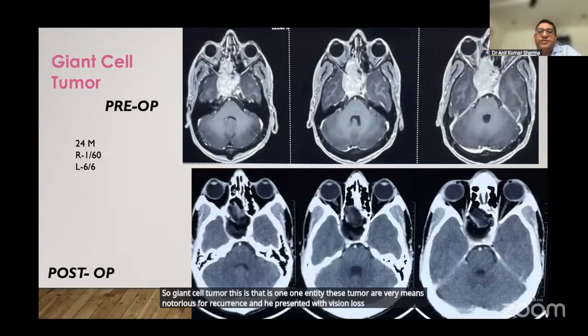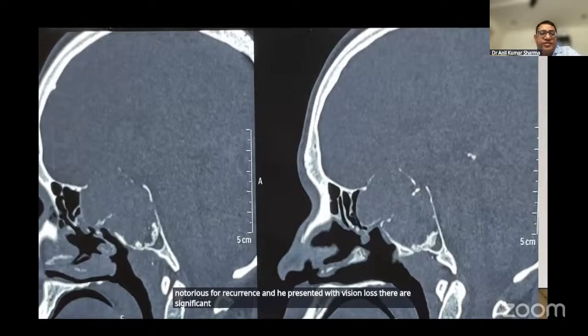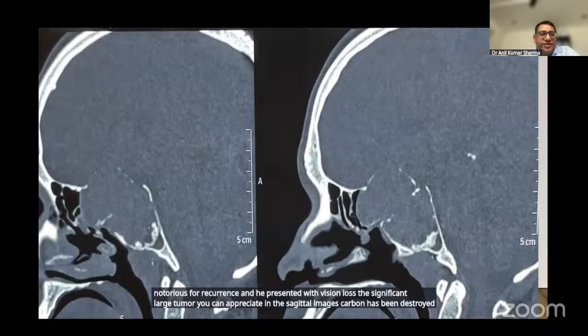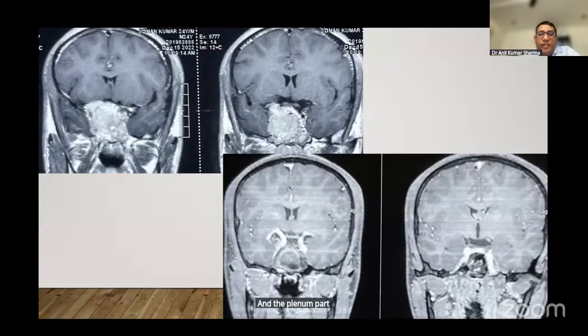There is a significant large tumor. We can appreciate in the sagittal images how bone has been destroyed. There is destruction of the sella and the planum part. So this tumor was resected, and we can see the preoperative and postoperative MRI images.